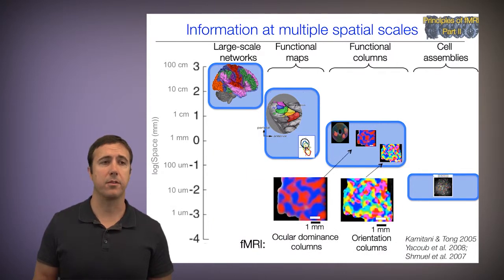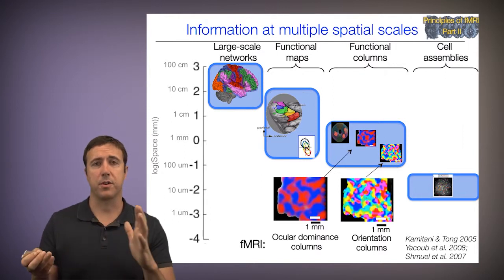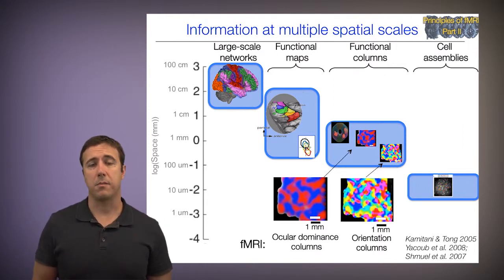Other examples are ocular dominance columns and orientation columns, which again, their spatial structure is quite fine-grained, often smaller than the voxels themselves that we are assessing.